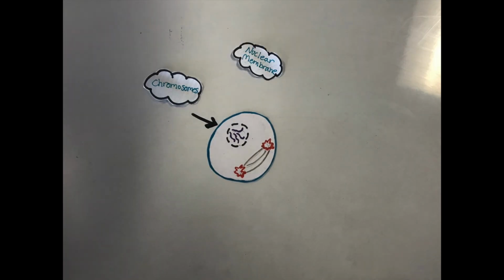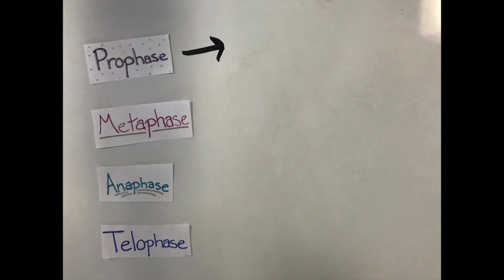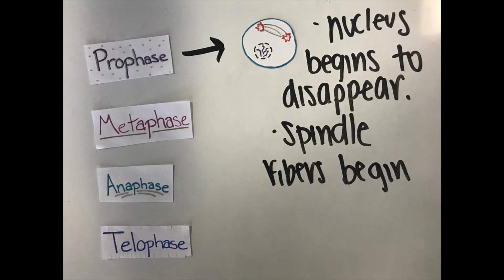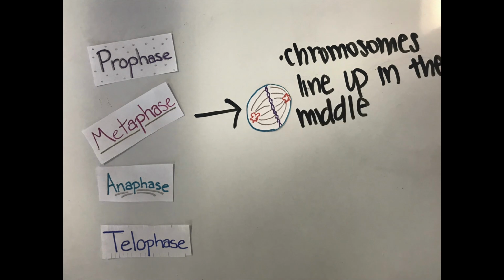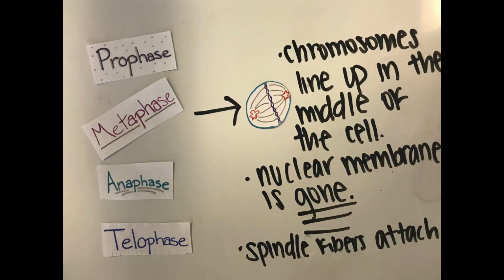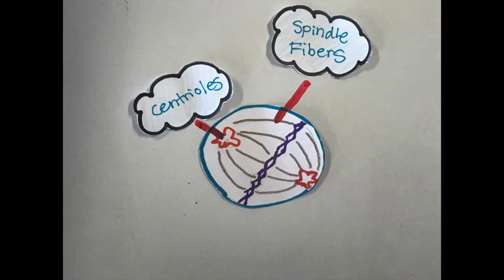In prophase, chromatin condenses to become chromosomes, then the nucleus begins to disappear, centrioles move to opposite sides of the cell, and lastly spindle fibers form. The second stage is metaphase, where chromosomes line up in the middle of the cell, the nuclear membrane is gone, centrioles are at opposite ends, and lastly spindle fibers attach to the chromosomes.